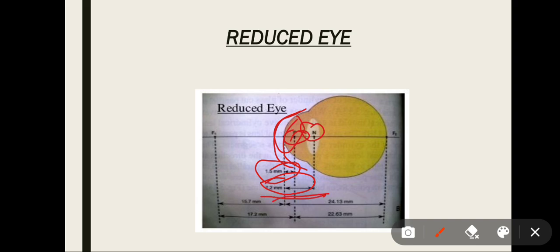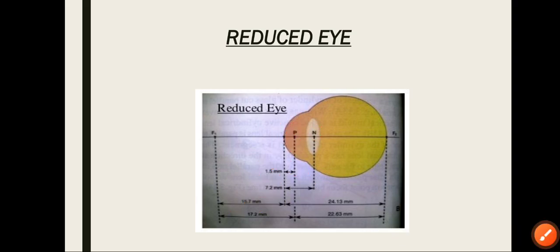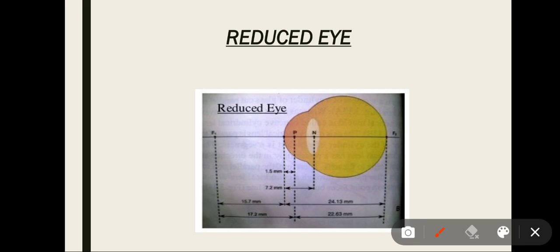And the anterior focal point, that is F1, is 15.7 millimeter in front of the anterior surface of the cornea. And the posterior focal point, that is F2. The previous was F1, this is F2. F2 will be on the retina, and this is 24.40 millimeter behind the anterior surface of the cornea.